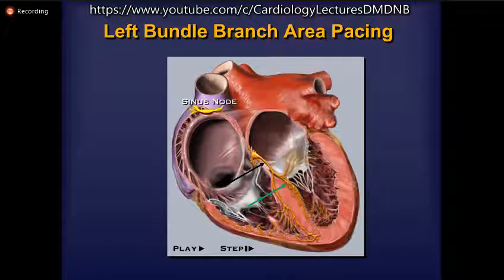Now, one concern which this immediately raises is, well, if I just capture the left bundle alone, will I get a very broad looking right bundle branch block? As it turns out, with practical experience, you do get a right bundle branch block pattern, but surprisingly, the QRS is pretty narrow even with left bundle branch area pacing as compared to His bundle pacing.